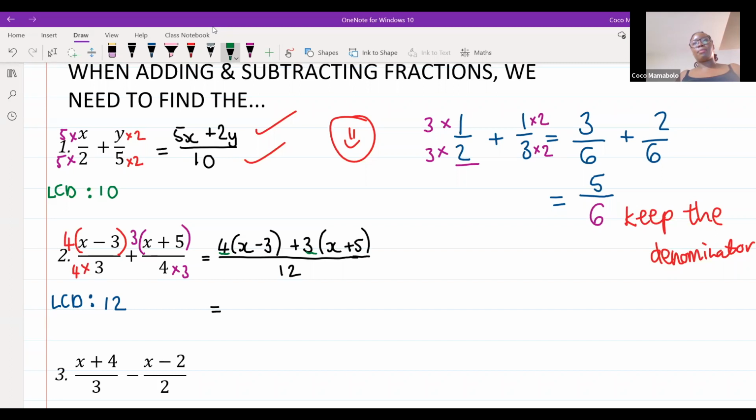Ma'am, I think this 4 is gonna multiply the -3 inside the bracket. Yes, but it needs to multiply everything. So I'm going to distribute. That's it, Tebogo. We're going to distribute. I'm going to go 4 times x, 4 times -3. So remember, this whole thing is over 12. We need to keep our denominator. Don't let go of the denominator. Keep it. So now I've got 4 times x. What's 4 times x, Melissa? 4x. Good. And then 4 times -3 is?